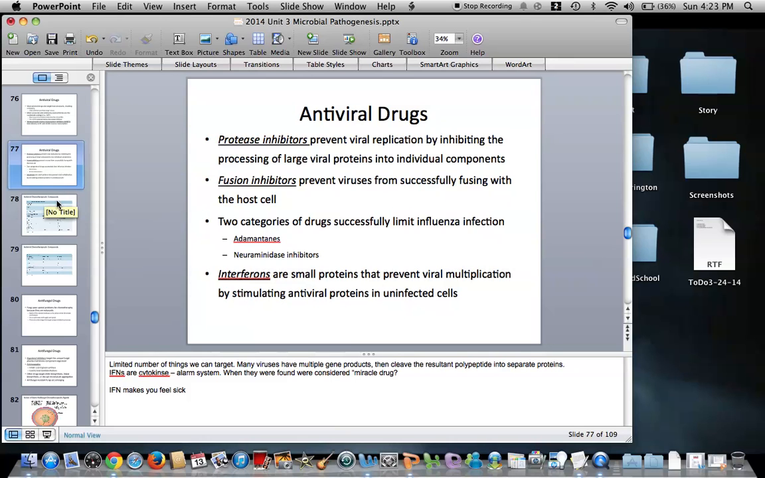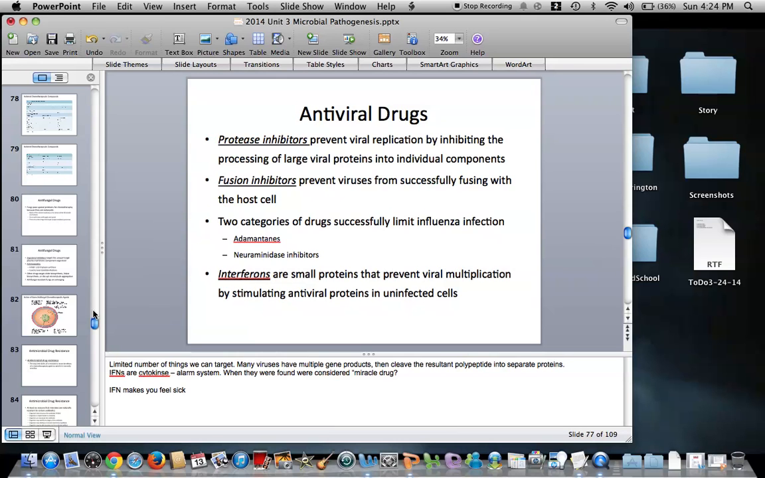Fusion inhibitors prevent viral fusion. And there are two categories of drugs that successfully limit influenza infection: adamantane and neuraminidase inhibitors. Neuraminidase is needed by influenza to enter cells. And then adamantane, I don't know what that is.